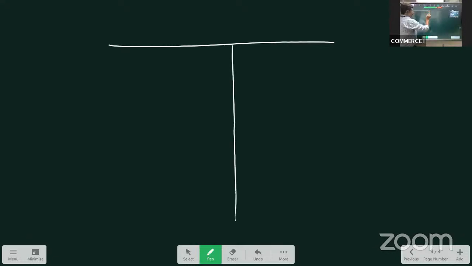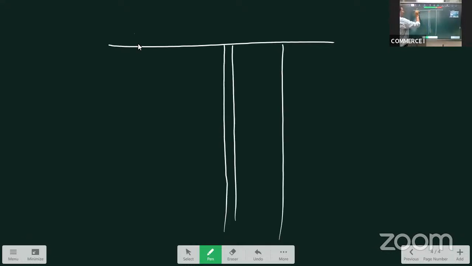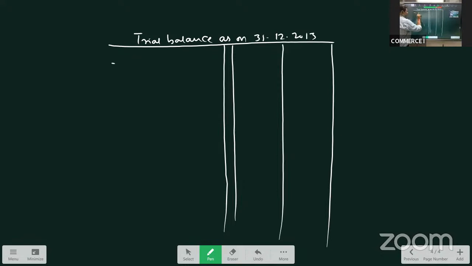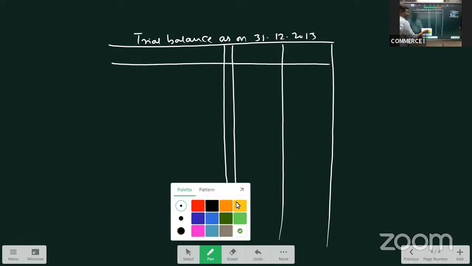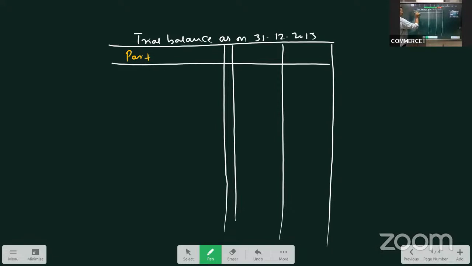So again, what is the format? Trial balance as on. The date given is 31st December 2013. This is the particulars column. This is LF. This is the debit column. This is the credit column.